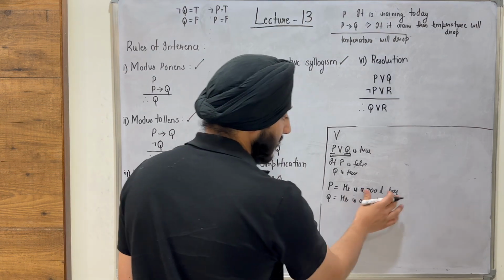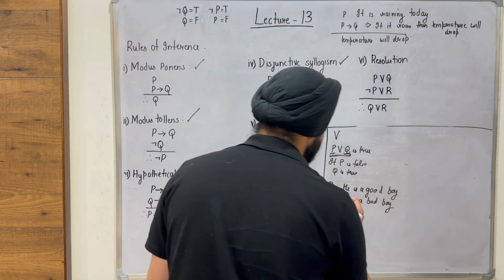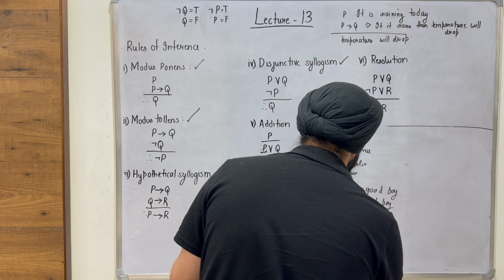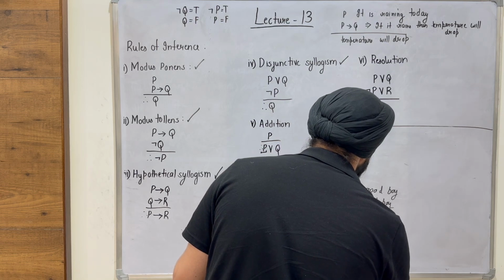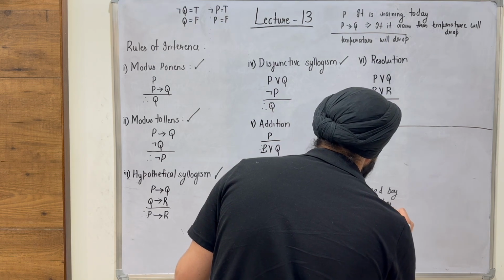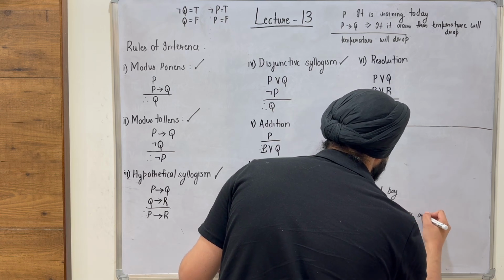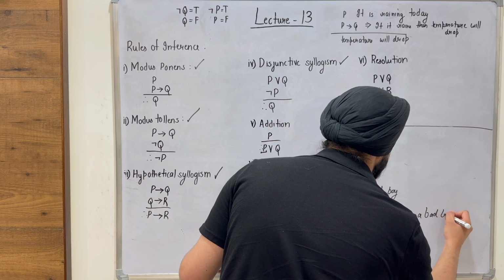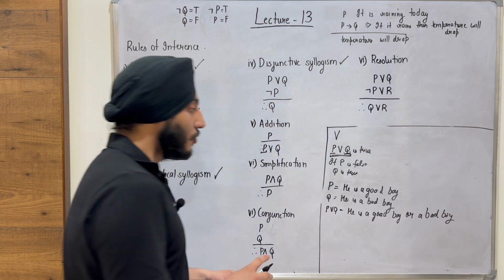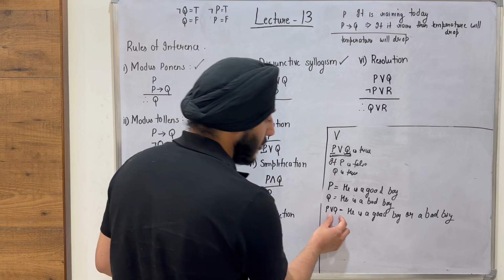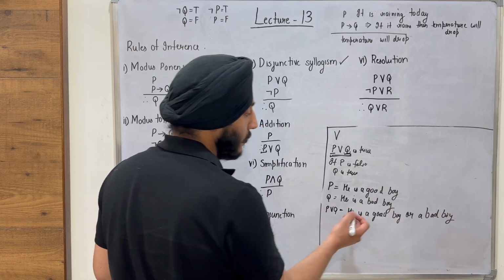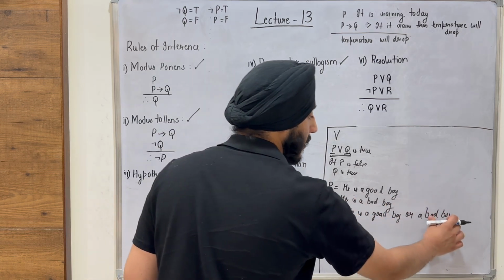So if P, he's a good boy, is true, and Q, he's a bad boy, then P or Q would be he is a good boy or a bad boy. So the basic idea is P or Q is going to be true. Why? Because I already know that P is true, right? He's a good boy or a bad boy.